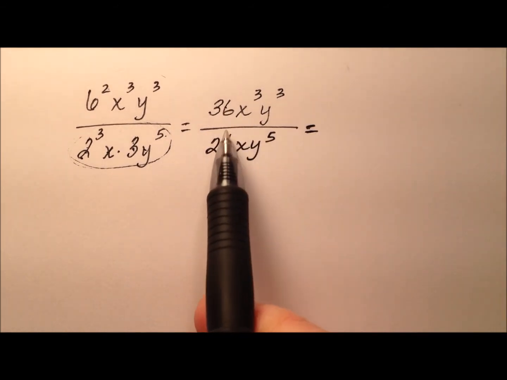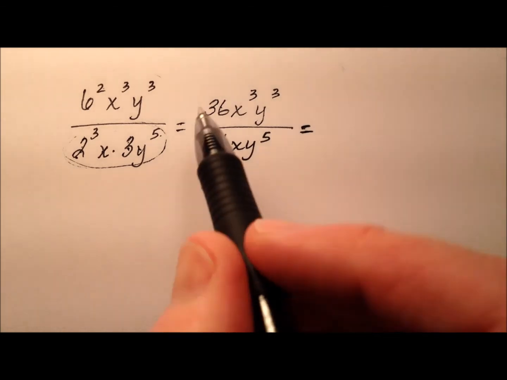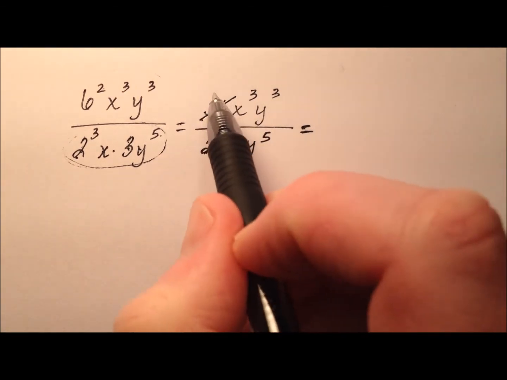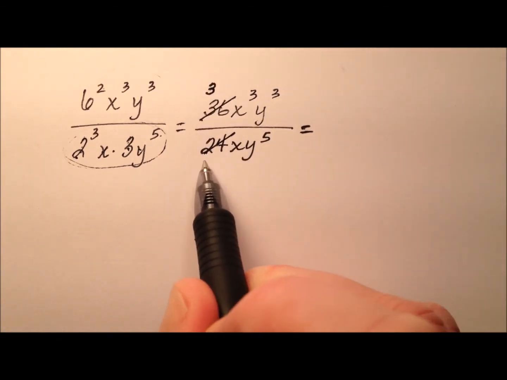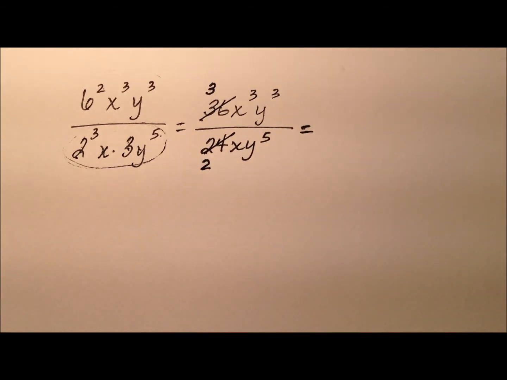Okay, so let's slide over a little. And it looks like this 36 and 24, I can actually divide a 12 out. So when I do that, in the numerator it looks like I'll have 3. In the denominator it looks like I'll have 2.